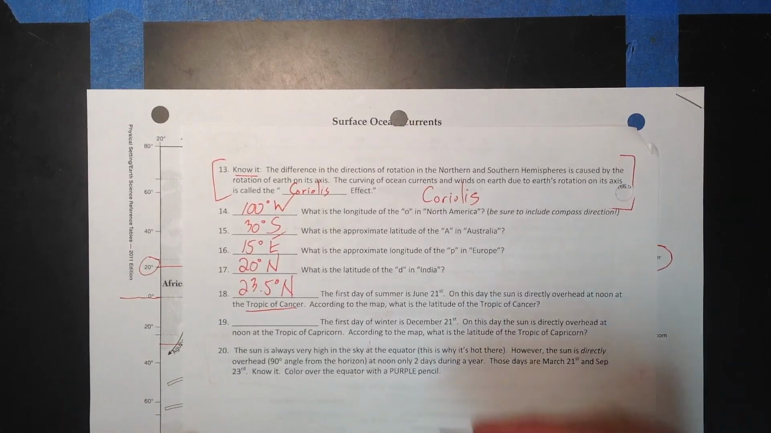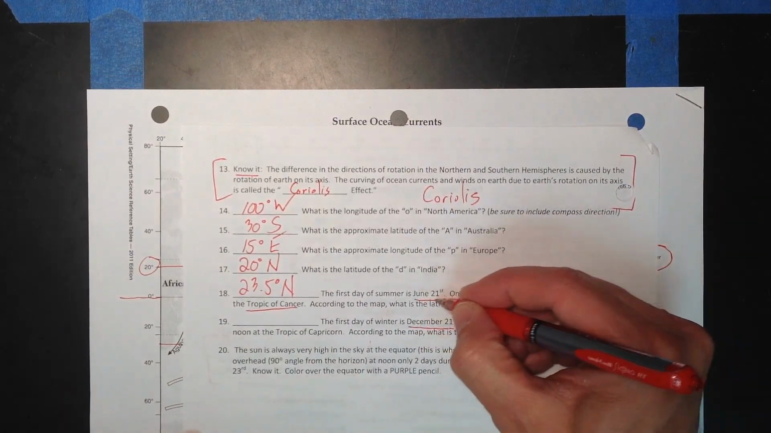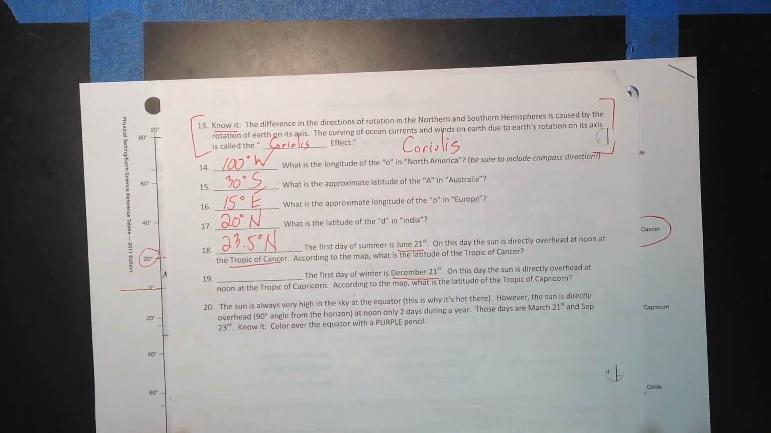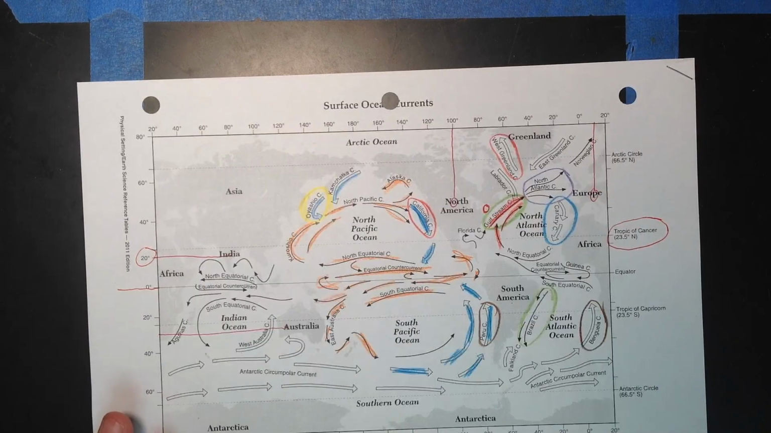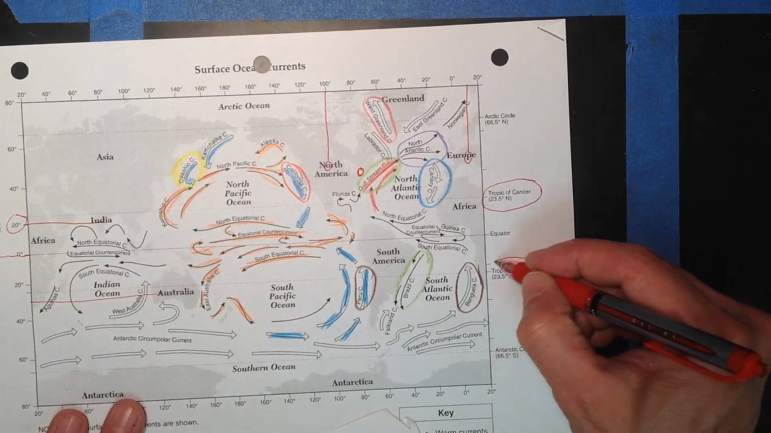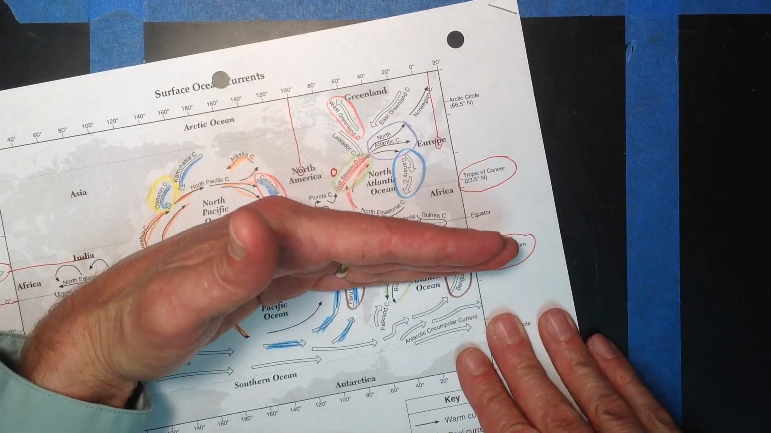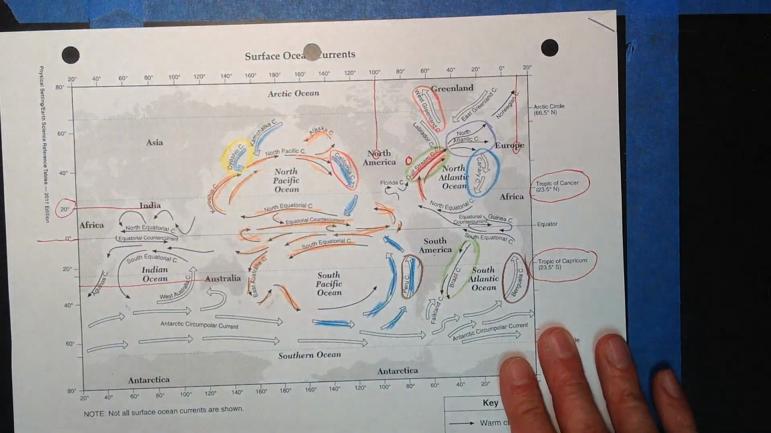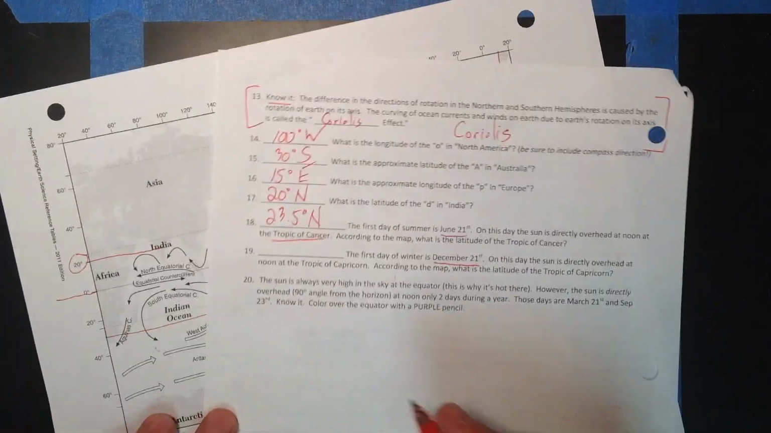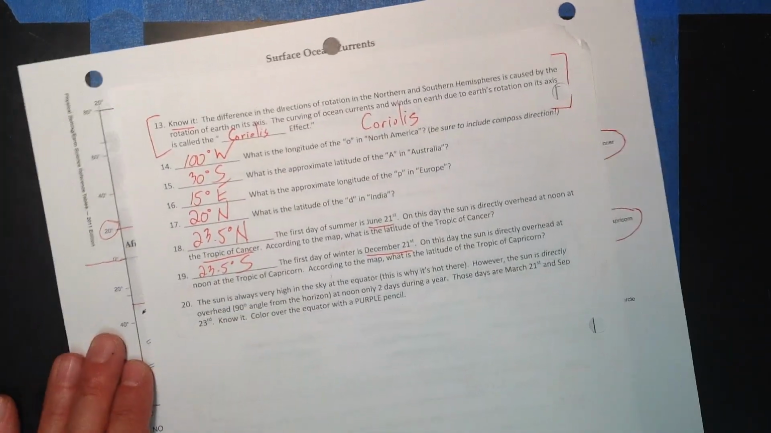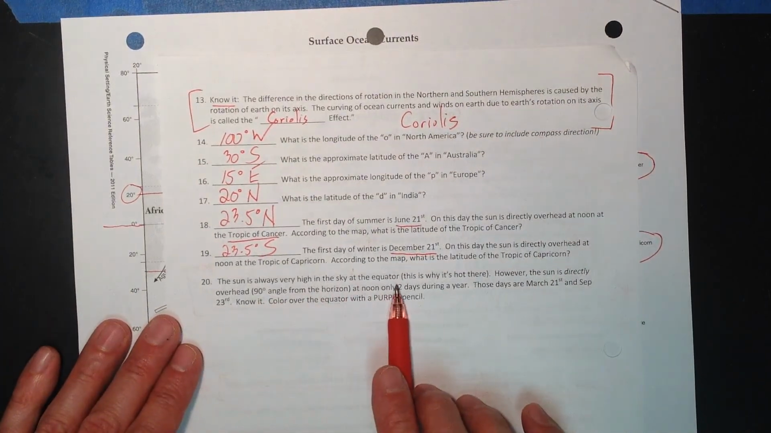The first day of winter is December 21st. Remember that. On this day, the sun is directly overhead at noon at the Tropic of Capricorn. According to the map, what's the latitude of the Tropic of Capricorn right here? 23.5 degrees south, and that is this line right here. It shows that dashed line. This will help you with latitude longitude if you need that. 23.5 degrees south.